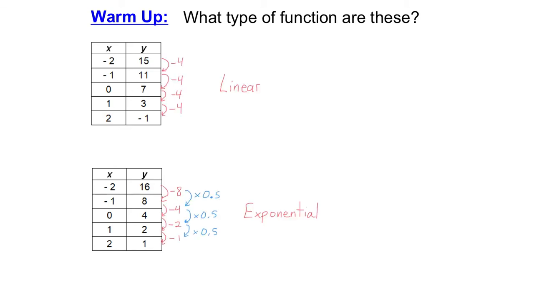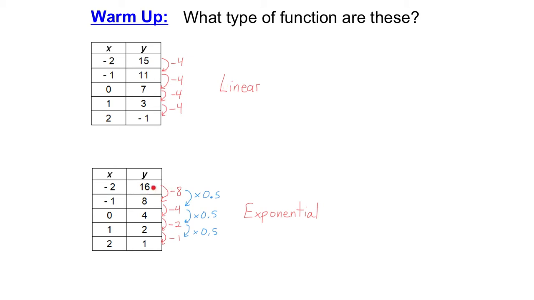If you'll recall from previous grades, you can try the first differences. So for here, from 15 to 11, I'm going down 4. From 11 to 7, I'm going down 4. From 7 to 3, down 4. From 3 to -1, you're going down 4. So the first differences in this case are all the same, which means this is a linear function.